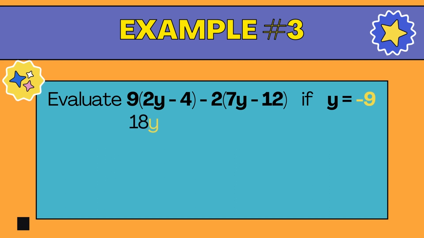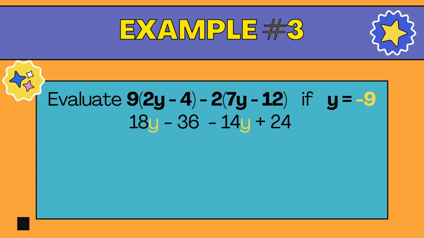I see a couple of sets of parentheses with numbers right in front of them. I think I need to distribute. So let's distribute the 9 to the 2y minus 4. 9 times 2y is 18y. 9 times negative 4 is negative 36. Now let's distribute the negative 2 to the 7y minus 12. Negative 2 times 7y is negative 14y. And then negative 2 times negative 12 is positive 24, so we can write plus 24.